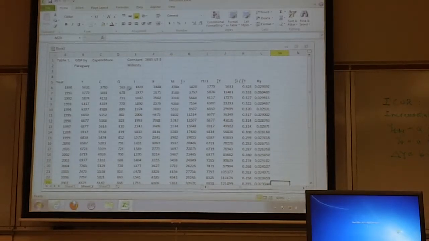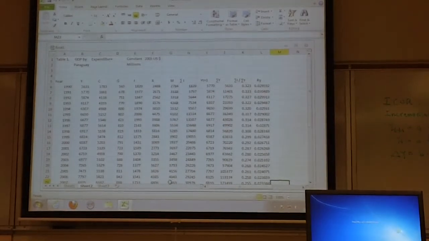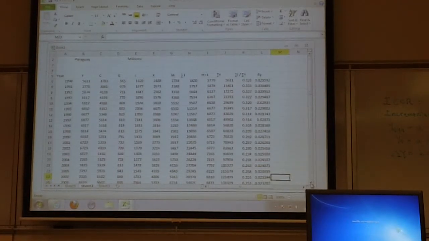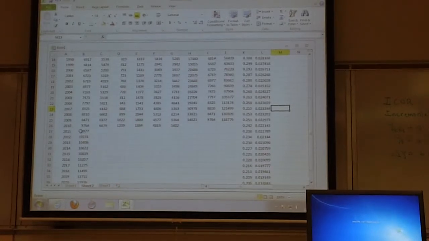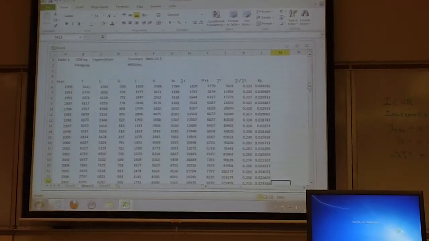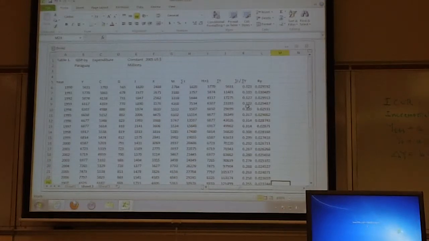So this is what we start off with, right? These numbers. And our objective is to extend Y into the future under some reasonable assumptions about what's going to happen in the future. All right? Good. Now what I did was I created, first of all, a Harrod-Domar reduction function.